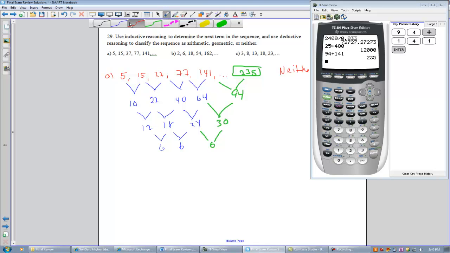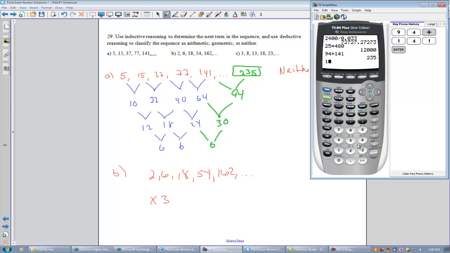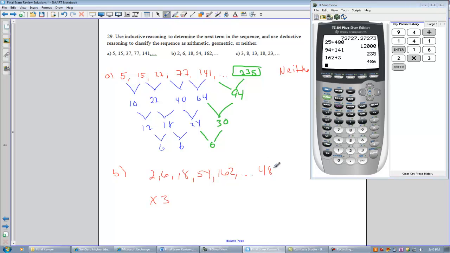On part B, I have 2, 6, 18, 54, 162, and it seems like I'm multiplying by 3 each time, right? 2 times 3 is 6, times 3 is 18, times 3 is 54, and I'm guessing 54 times 3 is 162. Great, so the next term, I would take 162 times 3, and that would be 486. And because I'm multiplying, this is an example of a geometric series.